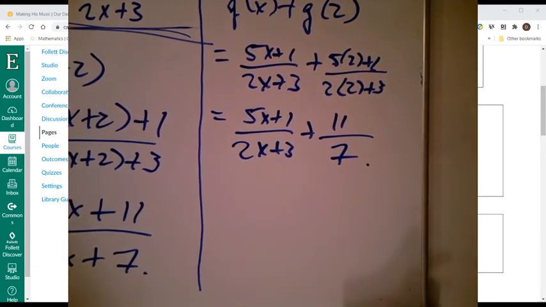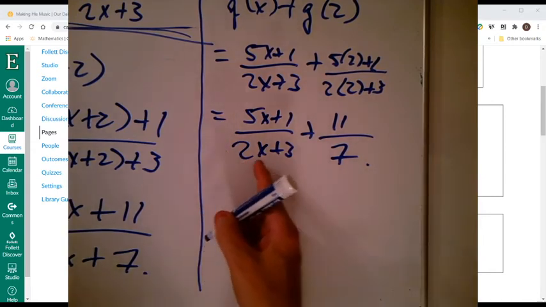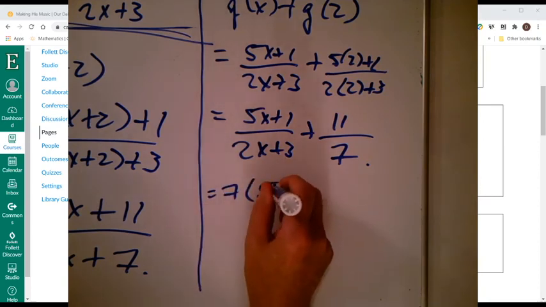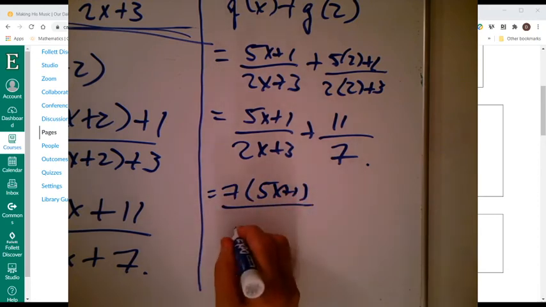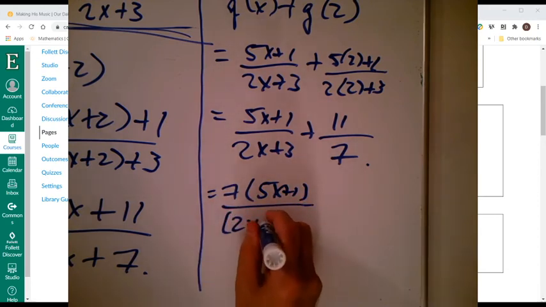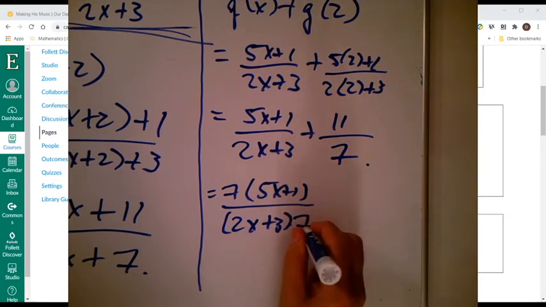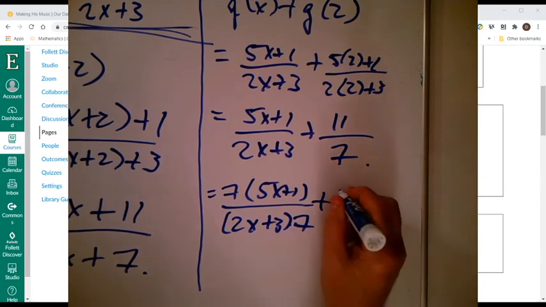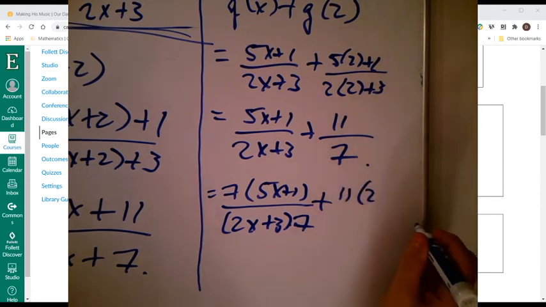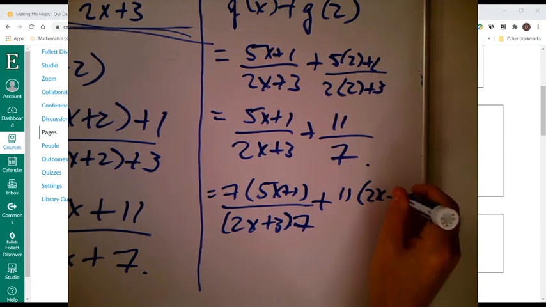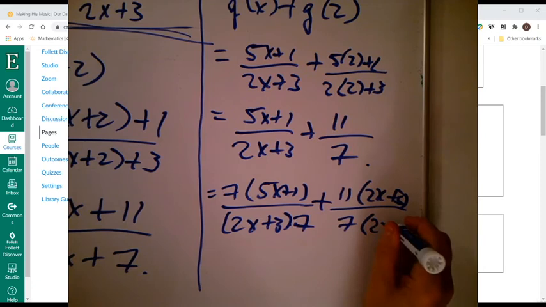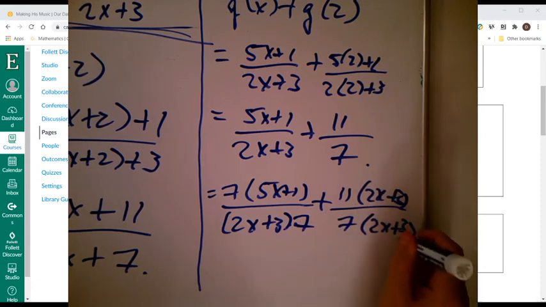We could leave it like that. Very often we will. But if we want to add it together, we'd get a common denominator. This denominator down here is missing a 7, so I need to multiply the top by 7 to make this work. So I'm going to get 2x plus 3 times 7, as a times, plus this one's missing a 2x plus 3, so I'm going to get 11 times 2x plus 3 over 7 times 2x plus 3, like that.